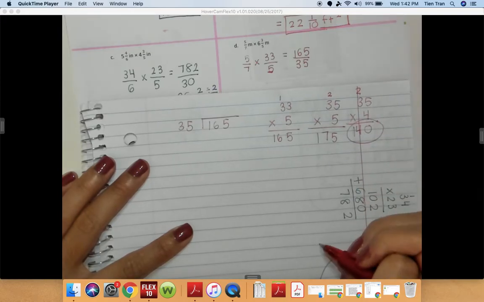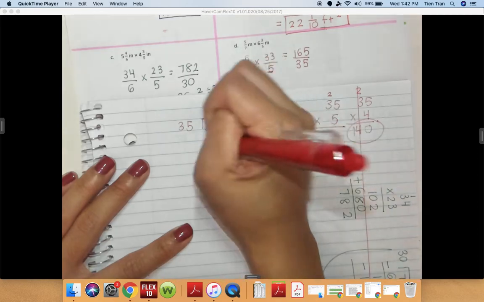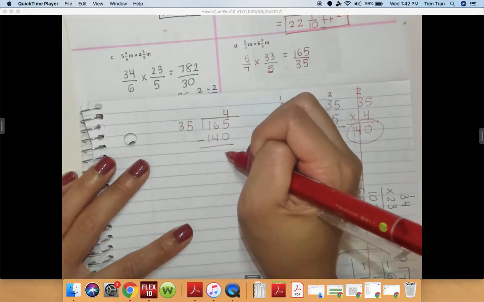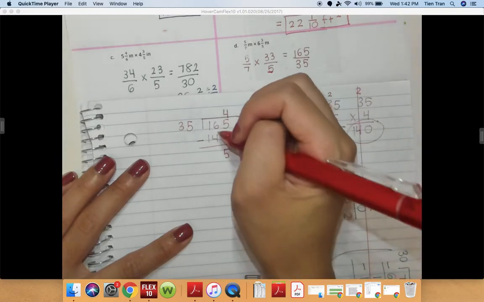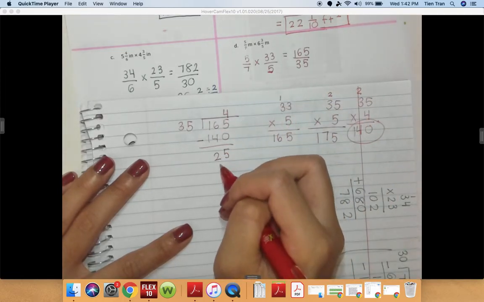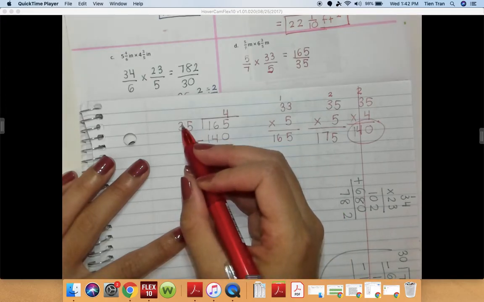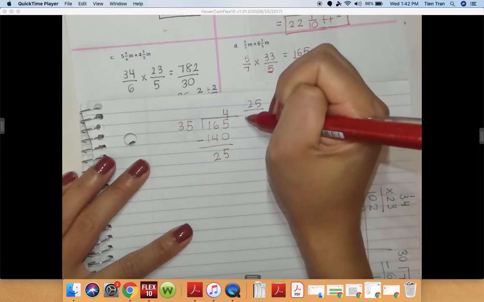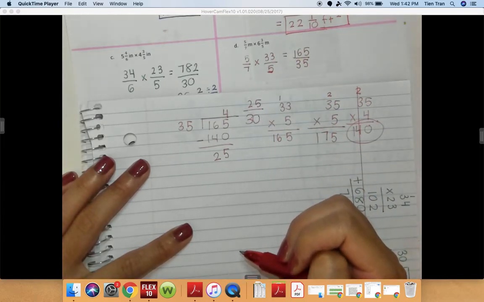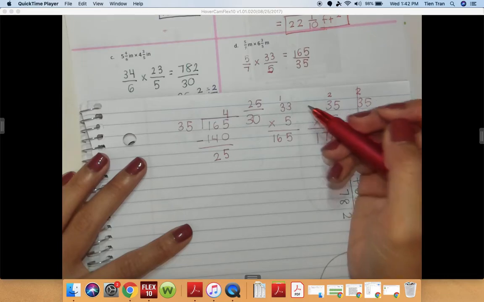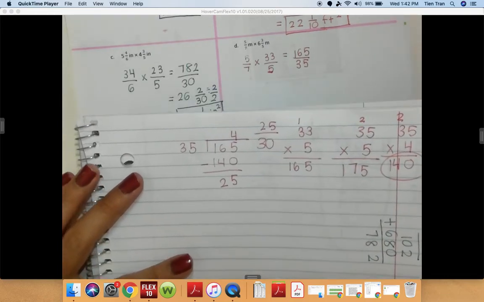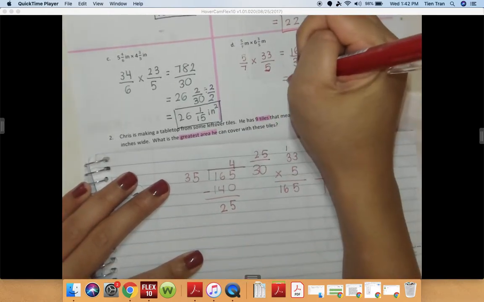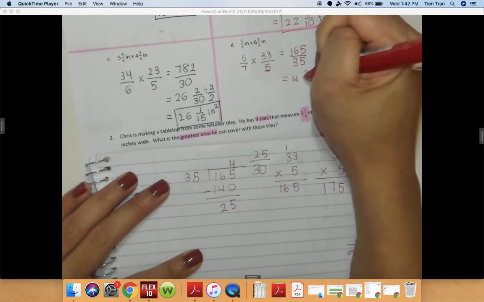I'm going to use 140 and subtract. 5 minus 0 is 5, 6 minus 4 is equal to 2. So 25 is still less than 35, so that is a good remainder to have. As long as it's less than the denominator, then you are dividing correctly. So my final answer is 4 and 25 thirtieths.